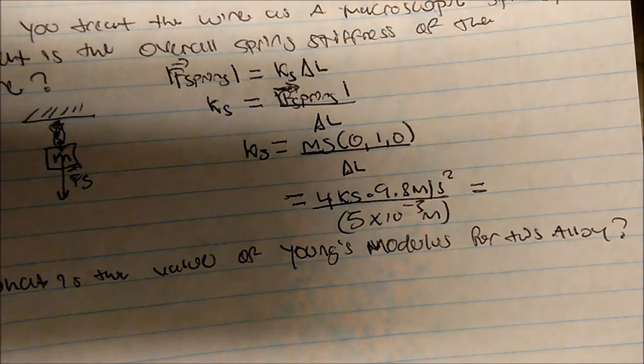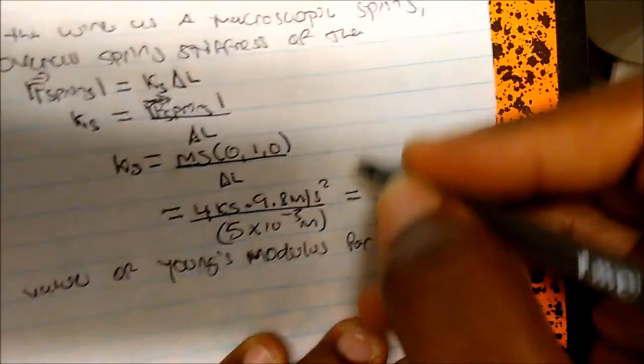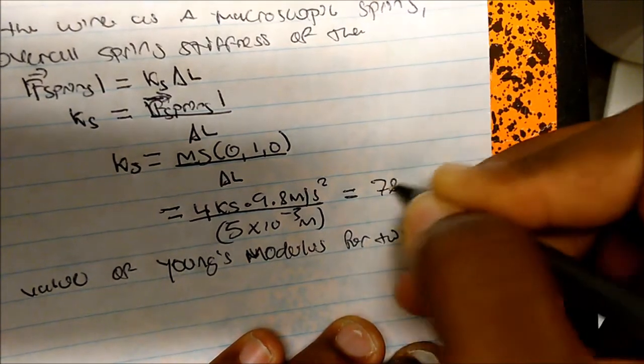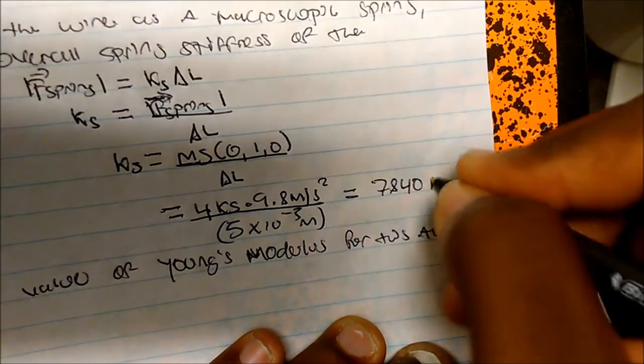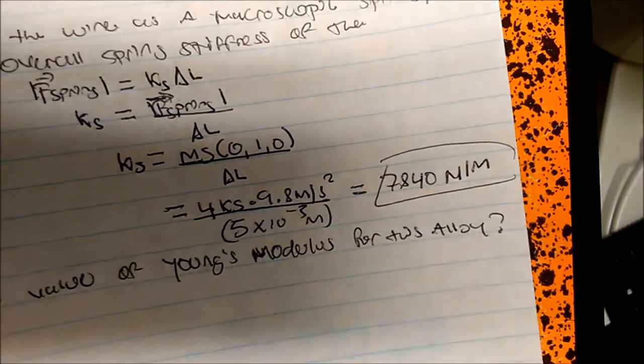When I plug that all in my calculator, 4 times 9.8, that's 39.2, and I divide that by 5 times 10 to the negative 3, I get 7840 Newtons per meter. So this will be my answer for the overall spring stiffness.